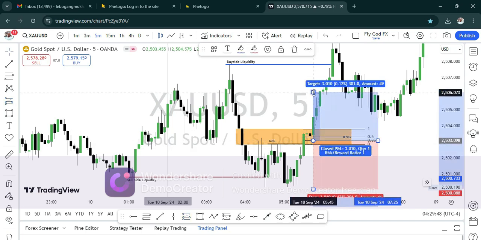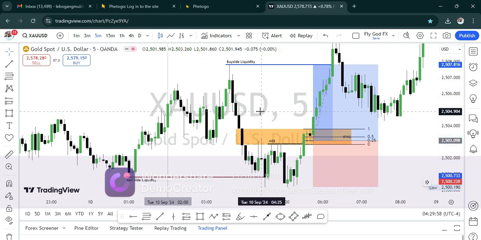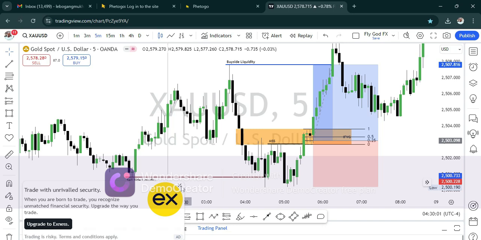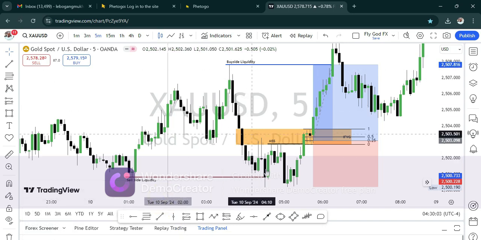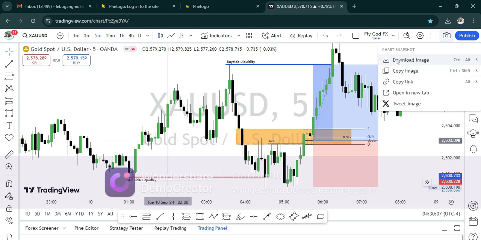You can enter here, target what? Buy side liquidity. Why buy side liquidity? Because it is our next range. You see, we need to take this range, and then price gave us that entry. We took that entry.